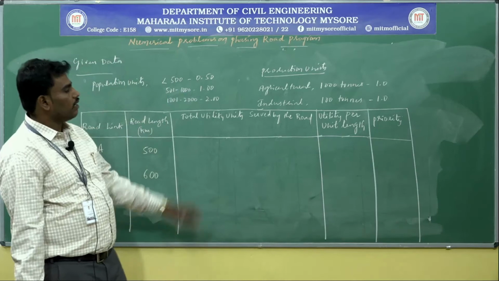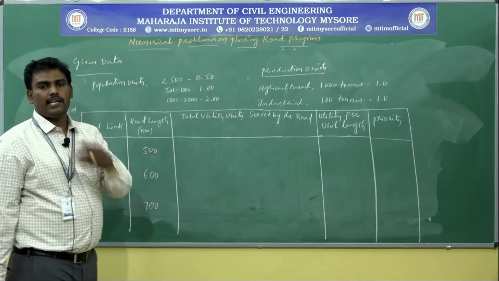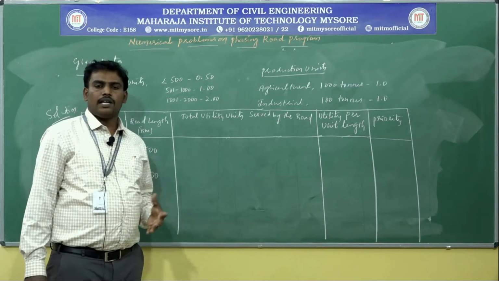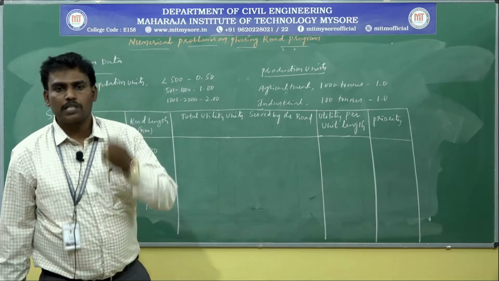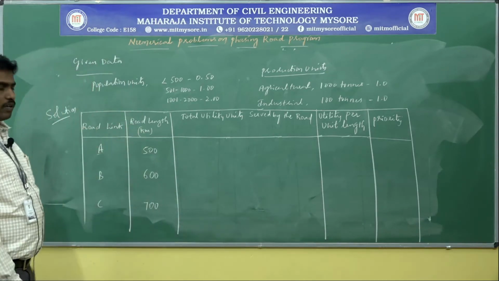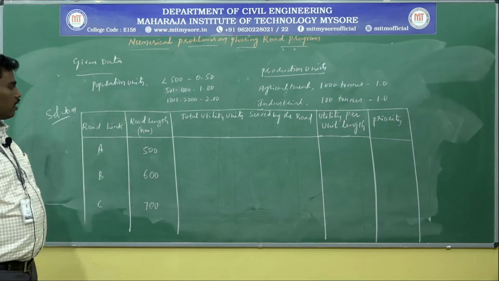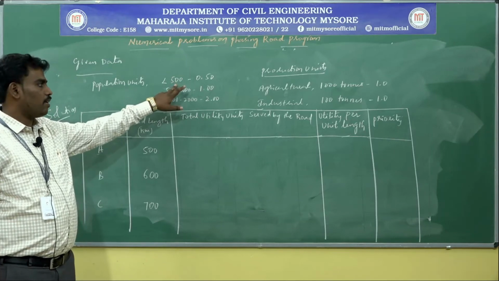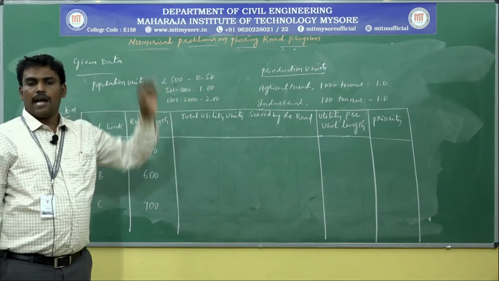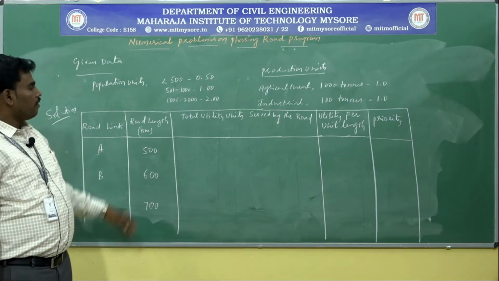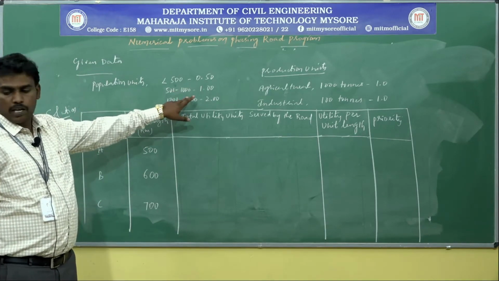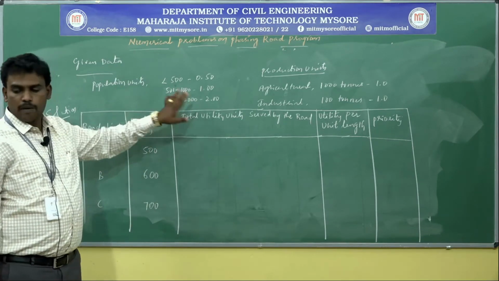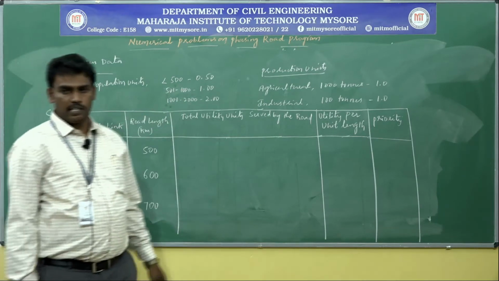I have told earlier, while defining the various terms, that utility units means the addition of both population and production units. You may observe for road link A: from the less than 500 population range there are about 100 villages, from 501 to 1000 population there are about 150 villages, and from 1001 to 2000 population there are about 40 villages.